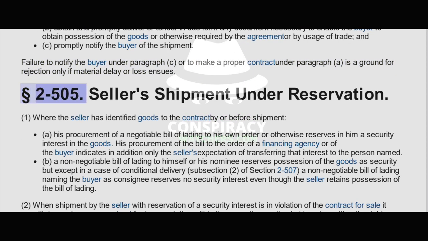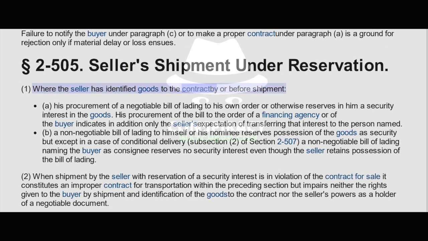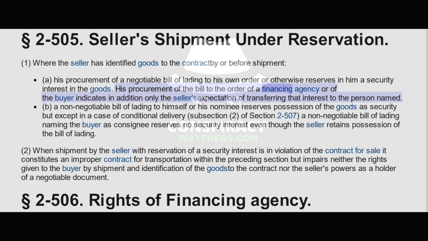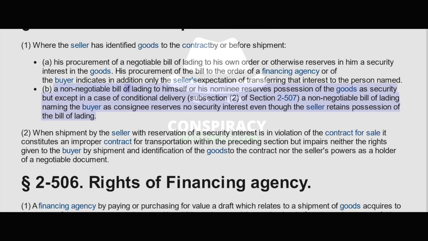Section 2-505. Seller's shipment under reservation. Where the seller has identified goods to the contract on or before shipment, his procurement of a negotiable bill of lading to his own order or otherwise reserves in him a security interest in the goods. His procurement of the bill to the order of a financing agency or of the buyer indicates in addition only the seller's expectation of transferring that interest to the person named. A non-negotiable bill of lading to himself or his nominee reserves possession of the goods as security, but except in a case of conditional delivery a non-negotiable bill of lading naming the buyer as consignee reserves no security interest even though the seller retains possession of the bill of lading.